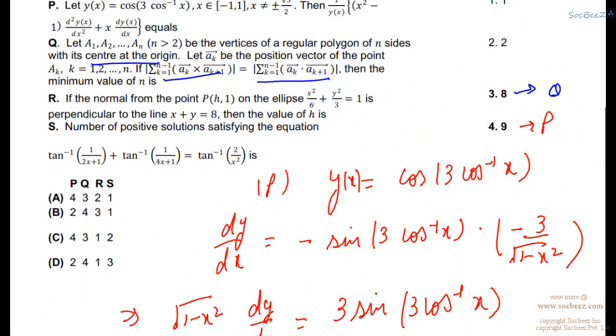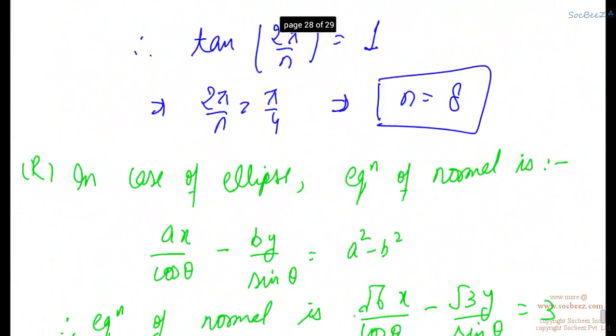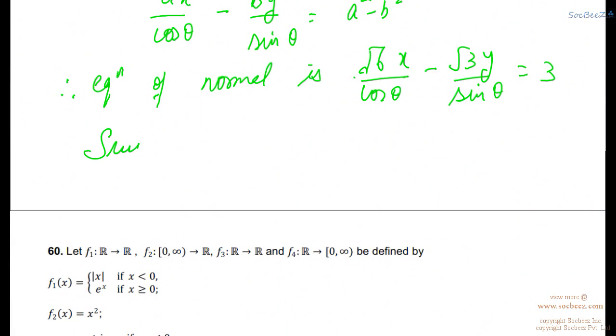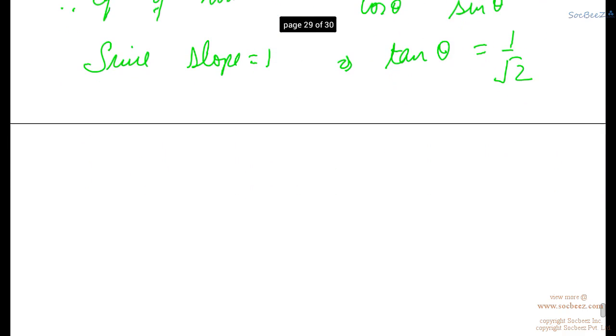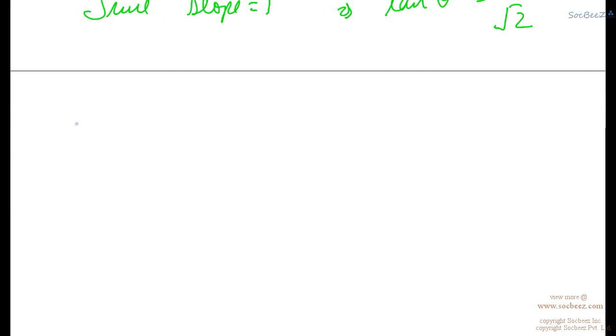Since it is given that the normal at the point on the ellipse is perpendicular to the line, now the line's slope is minus 1. We know that if the slope of this normal is s, then s into minus 1 equals minus 1. So from here s equals 1. So now since slope equals 1, this gives us tan theta equals 1 upon root 2. Right? So tan theta is 1 upon root 2.